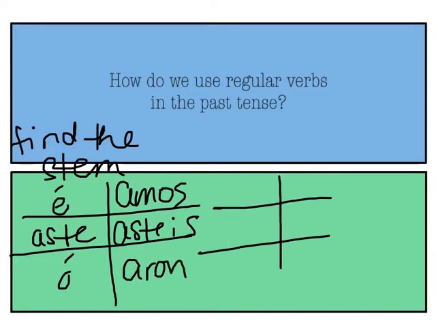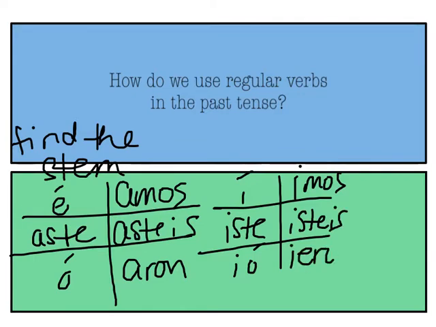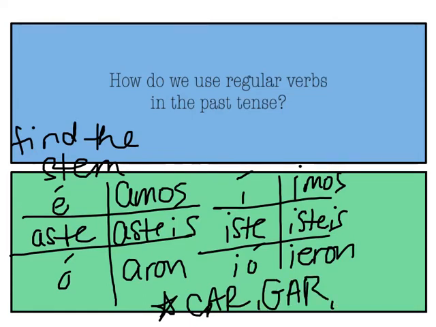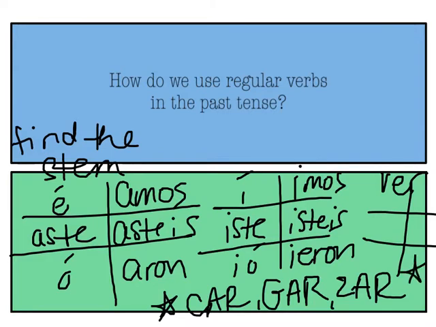And then the ER, IR verbs are very similar. Iste, í, imos, isteis, ieron. I would also mark down for myself the pirate verbs, car, gar, zar. And if I were you, I would add in my conjugations of ver as well. Remember that there are no accents on the verbs for ver.